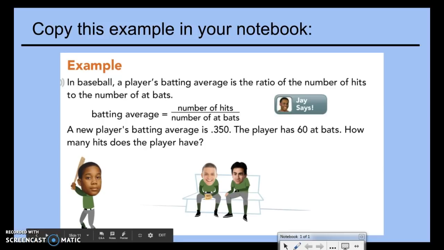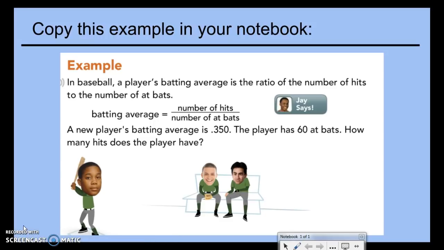In baseball, a player's batting average is the ratio of the number of hits to the number of at-bats. Most of you who don't know what at-bats are, it's basically the number of swings that are made. Okay? A batting average is equal to the number of hits over the number of at-bats. A new player's batting average is 0 and 350 thousandths. The player has 60 at-bats. How many hits does the player have?